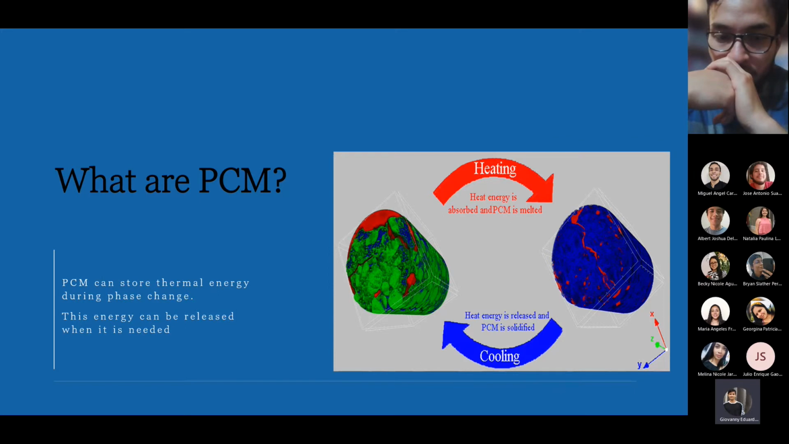And the solid-liquid has more latent heat value, so this is preferred, because this mechanism is based on the absorption of this latent heat value.